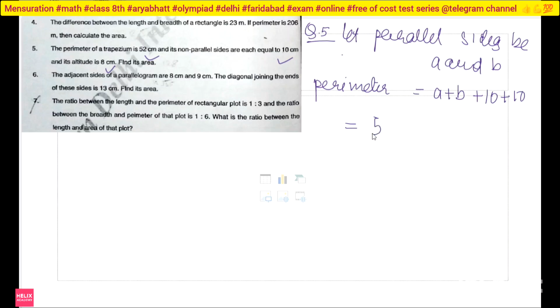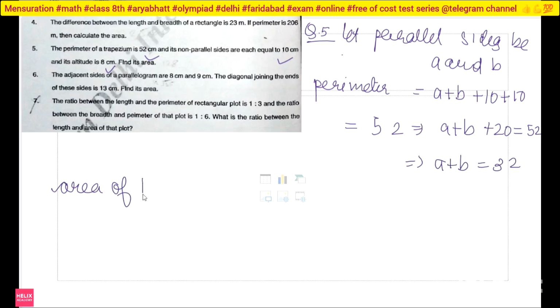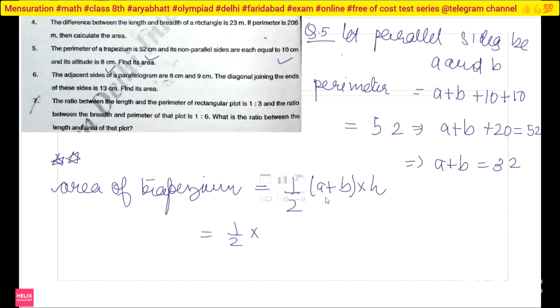So it becomes what? It is already given 52, and this 52 is equal to nothing but A plus B plus 20. So finally what I get, A plus B is equal to 32. Now next is the area of the trapezium. It is equal to half A plus B into height, right? It is the formula. Please make sure that you learn it. So just putting the values, 1 upon 2, A plus B is 32, into 8 given, so it will be 16 into 8 or 128 centimeter square. This will be your answer.